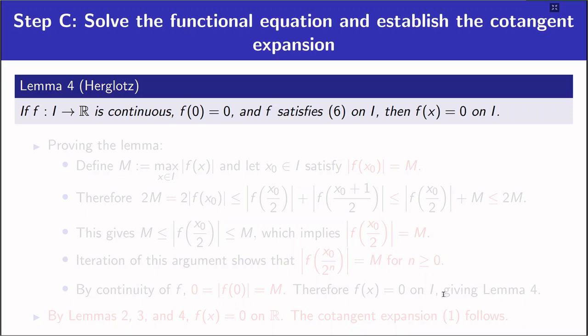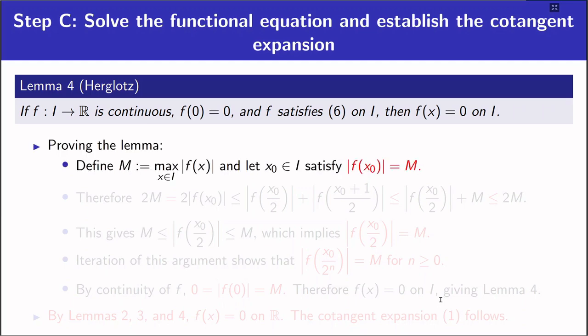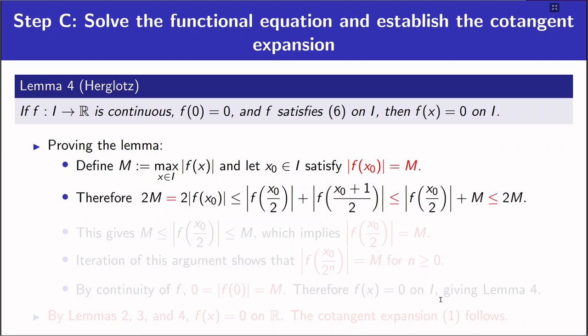Lemma 4, Herglotz's final ingredient, shows that the only continuous solution to the functional equation on I with f of 0 equals 0 is the 0 function. To prove the lemma, let m be the max of the absolute value of f on I, which exists since I is compact. Furthermore, let x naught be a point in I at which this maximum is obtained.